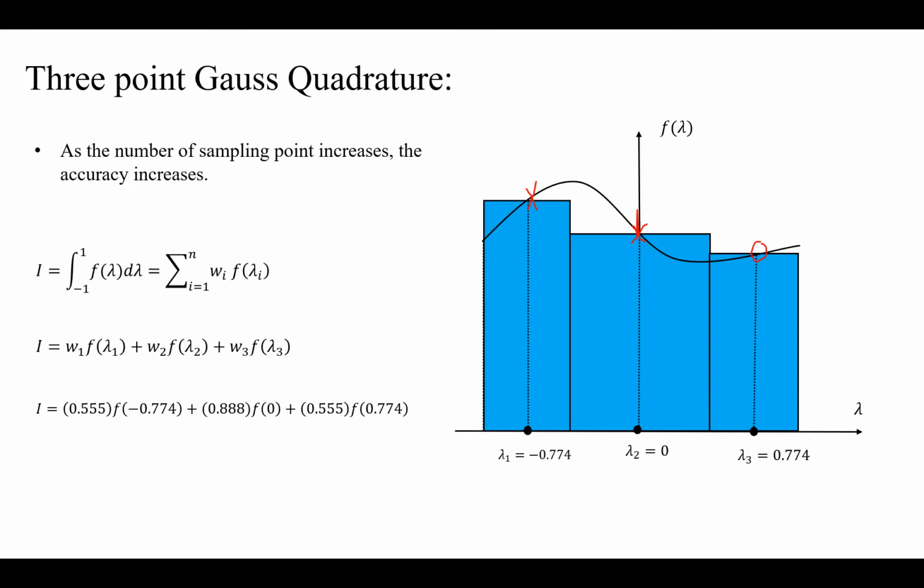Again, these values you can look up from the table. This is the first weight, this is the second weight, and this is the third weight. You can see the weights or the spacing are not the same. They are not equally spaced. The spacing is variable. The second one has a higher weight than the other 2.